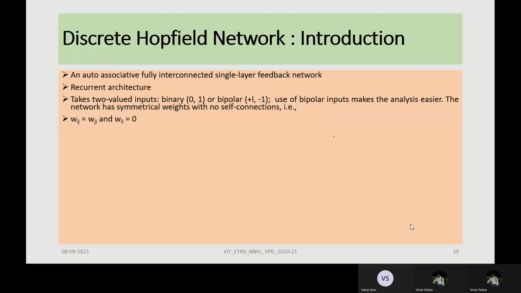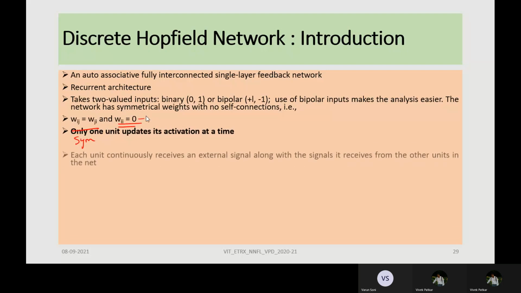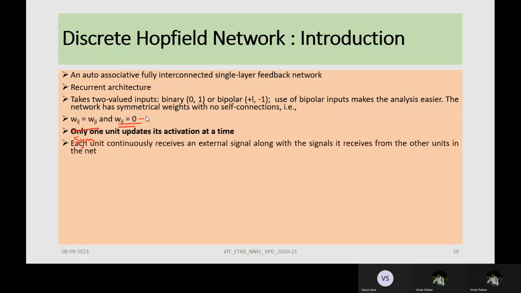So Wij is equal to Wji. This is called symmetry, and Wii is equal to 0. It is no self connection. At a time, only one unit updates its weight. Each unit continuously receives the external input signal along with the other units' outputs. Clear?